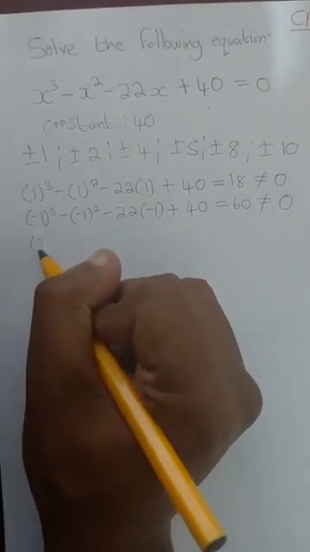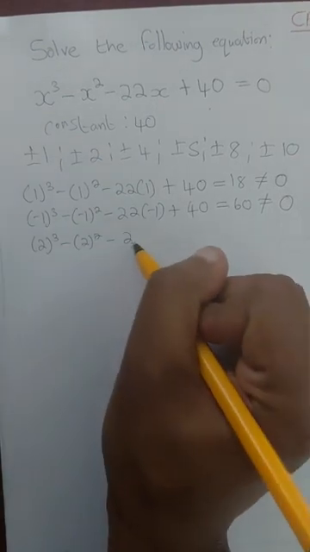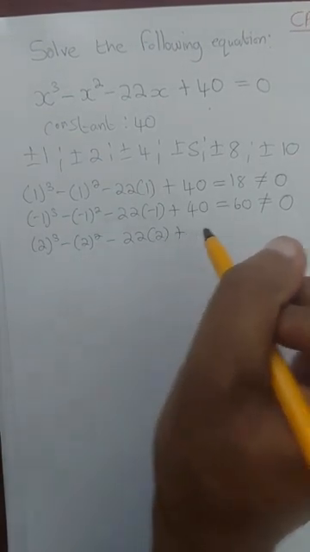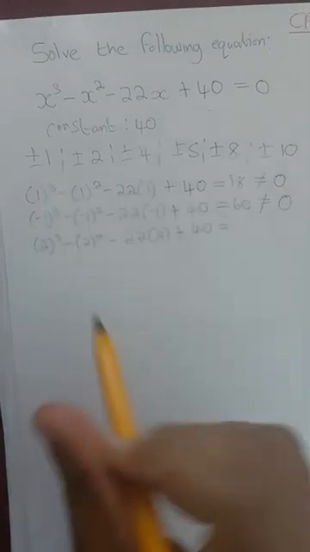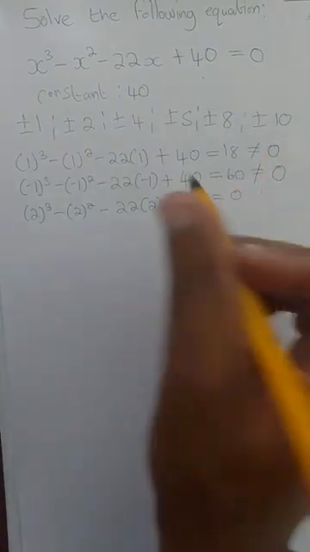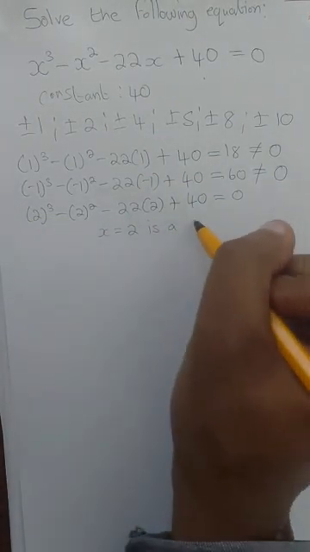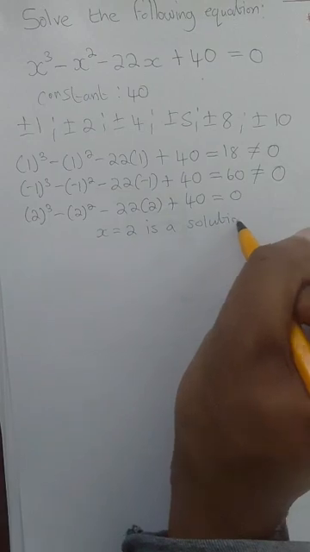Then I'm going to substitute positive 2 just to see if it is a solution or not. So if I punch in my equation, I indeed get 0. So therefore, this simply tells us that x is equal to 2 is a solution to the equation.